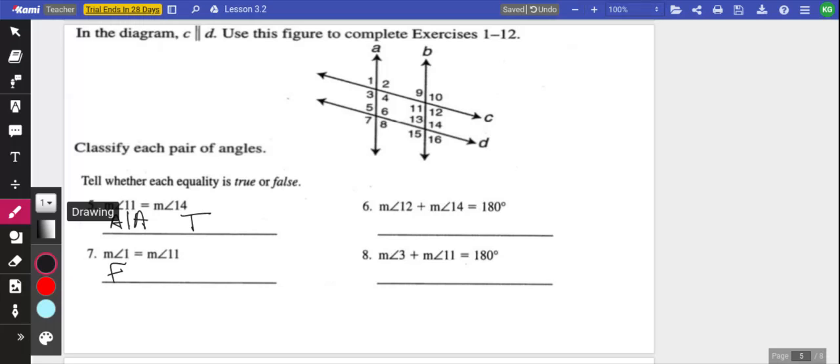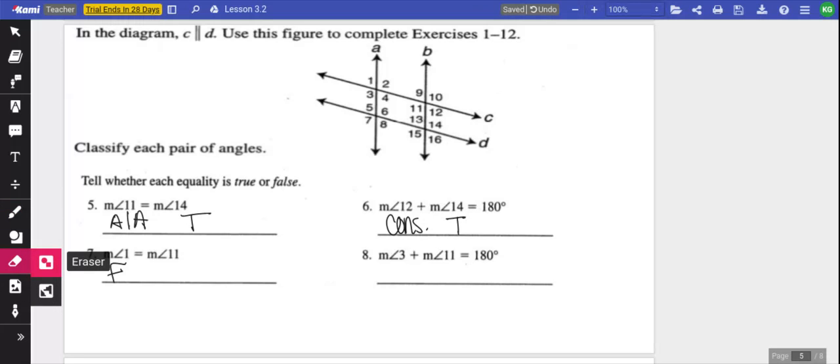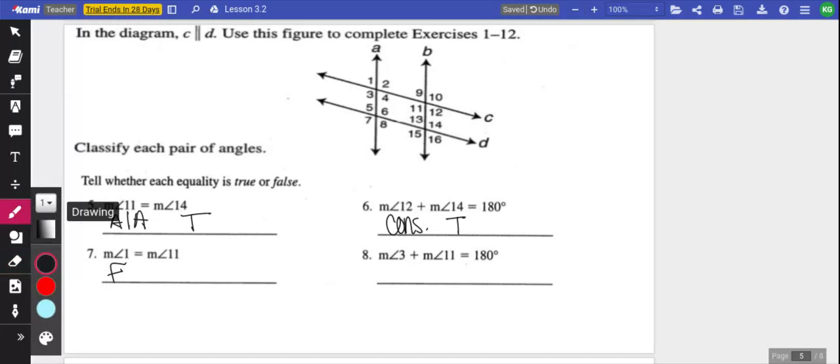Now, the next one says 12 and 14 equals 180. Those are consecutive, and it is true that the consecutive ones add up to 180. Last one is 3 and 11. Those are corresponding, and they do not equal 180. They are equal themselves.